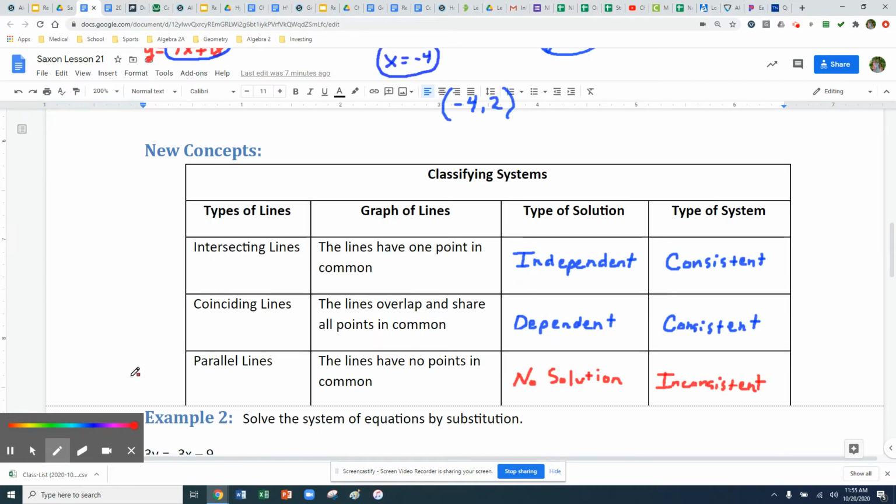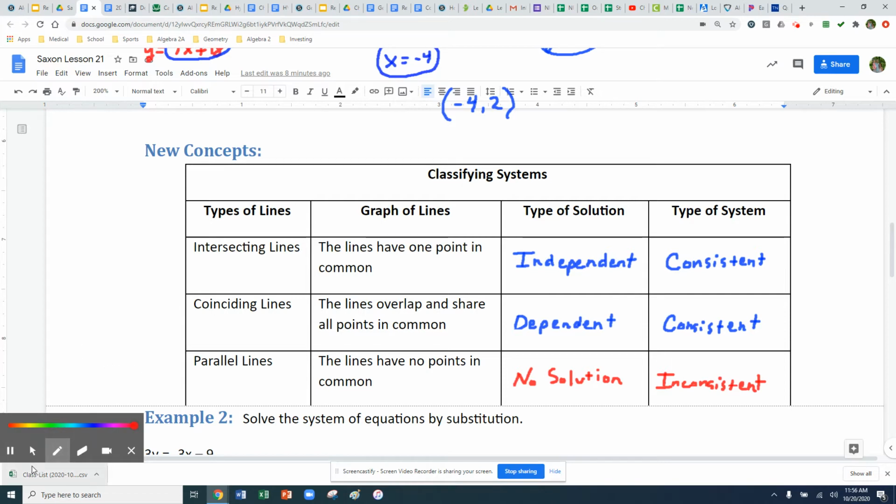We'll now take a look at some special cases that happen when we're solving systems. We looked at this with our graphical solutions in Lesson 15. So, classifying systems: if we have intersecting lines, that would be an independent solution, and that's a consistent system because it has a solution. Coinciding lines would be called a dependent solution, and that's also a consistent system. Remember, consistent systems mean that they have a solution. And then parallel lines would mean no solution, and that's going to be an inconsistent system.